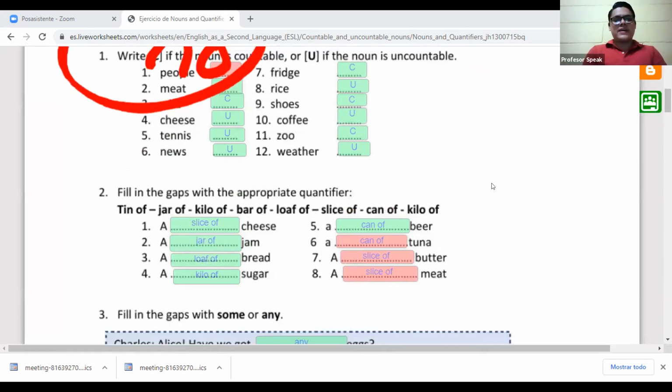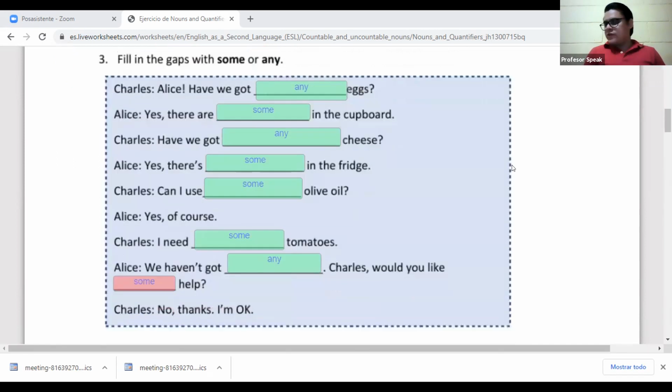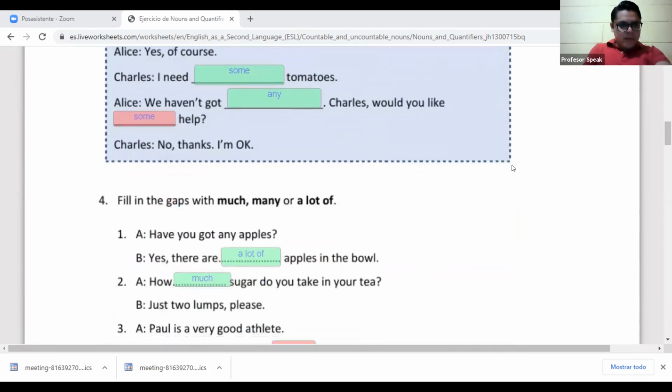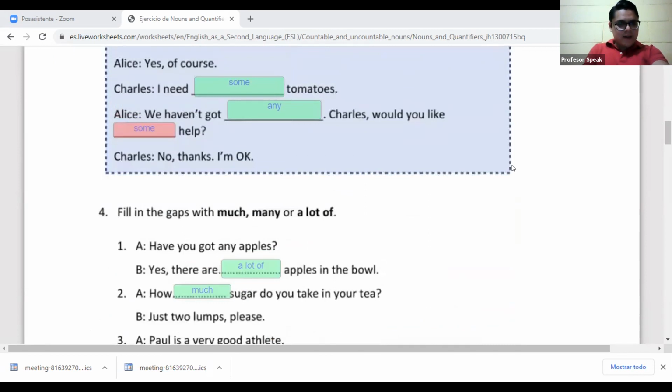All right. What about number 7? It's a bar of butter. And what about number 8? A kilo of meat. Yes. All right. Scroll down, Veronica. What about this one? We haven't got any.